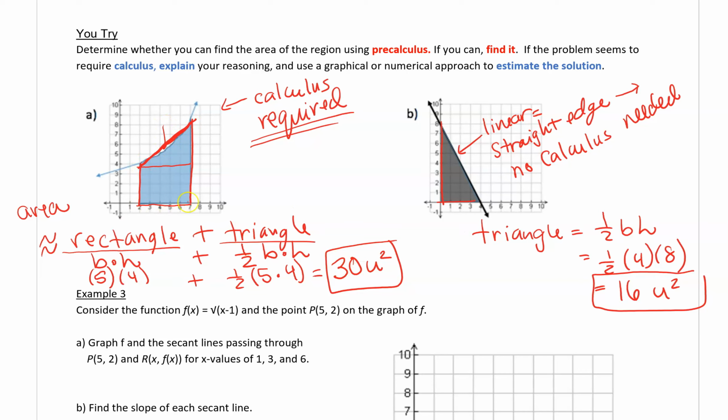I just did a base of 5 and a height of 4 for the rectangle, and then for the triangle it's half the base of 5 and the height of 4. Now over here though, in part B, this was a graph of a line. It was linear, which has a straight edge. So I don't need calculus to find the area under that shape because it just makes the shape of a triangle. So I just did 1/2 base times height. It was a base of 4, a height of 8, and that got me 16 square units.